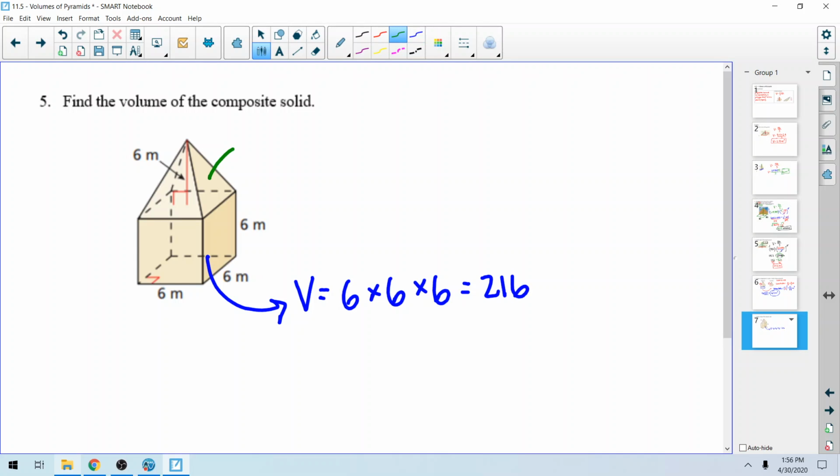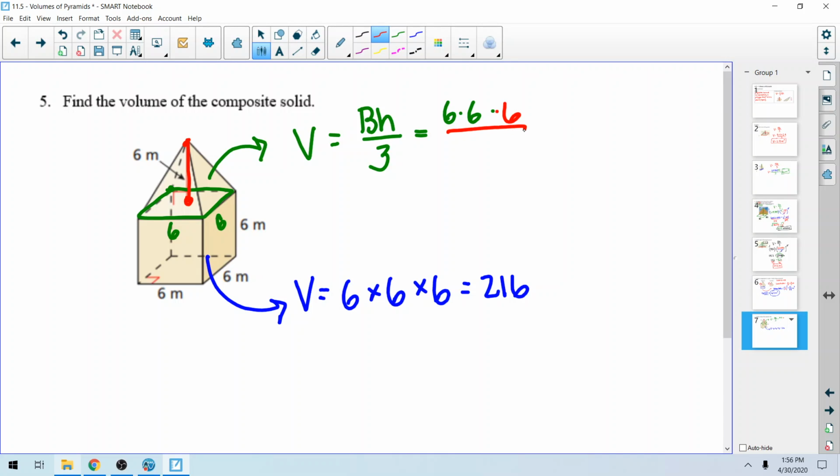Now, on my top, this is a pyramid, so volume equals area of the base times the height divided by 3. So area of the base looks like a square, 6 by 6, times the height, also 6, but because it's a pyramid, don't forget to divide by 3.